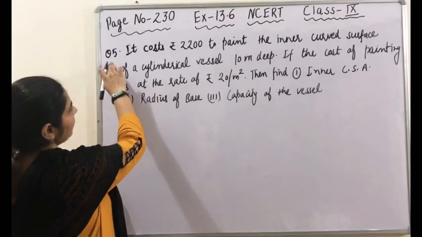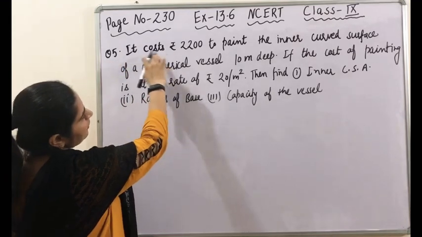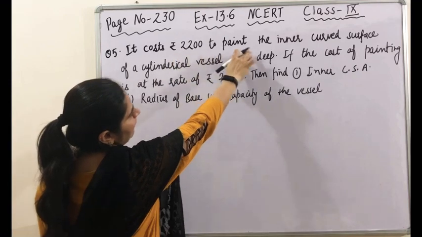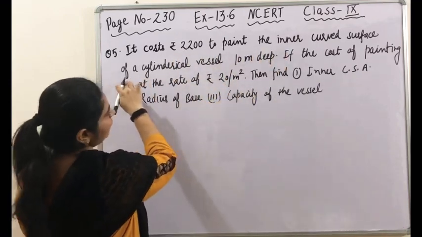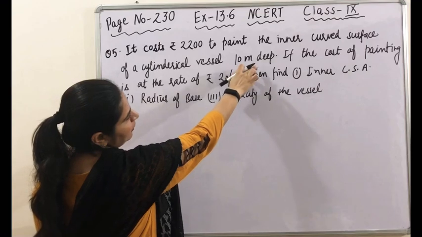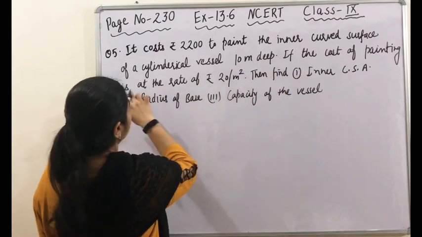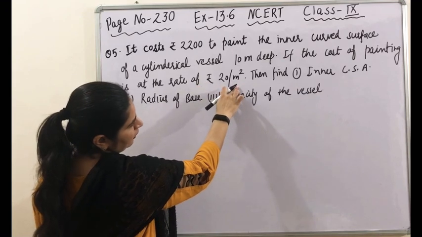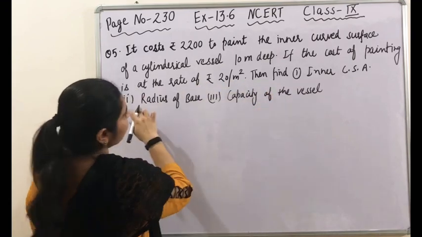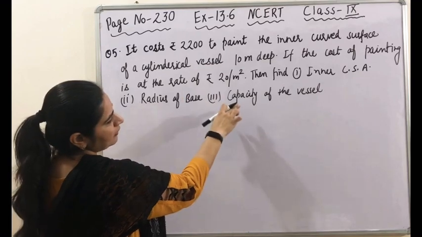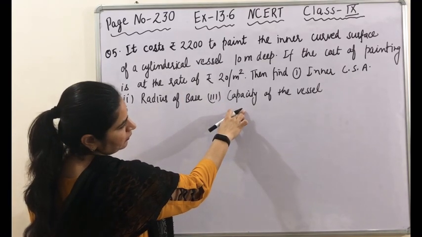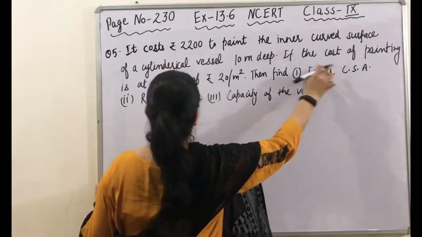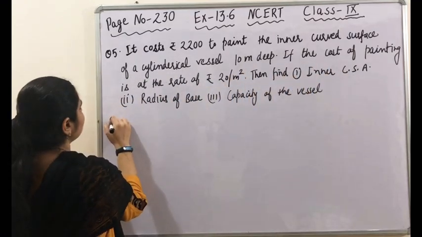In question number 5, the cost is given: it costs rupees 2200 to paint the inner curved surface area of a cylindrical vessel 10 meter deep. If the cost of painting is at the rate of rupees 20 per meter square, then find the inner curved surface area, radius of the base and the capacity of the vessel. What we have to find here, in the first part, is the inner curved surface area.